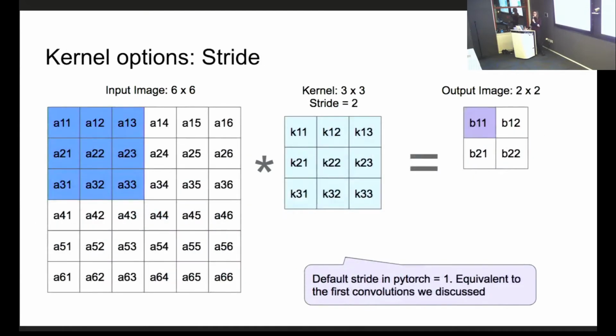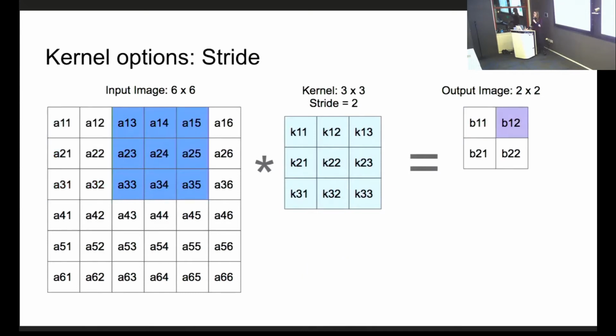Another common one is stride. What that refers to is how many pixels you slide over as you're computing the convolution. In all of the examples that we looked at before, the stride was 1. So at each step, you move 1 pixel across or 1 pixel down. But you don't have to do that. You can move 2 pixels across and 2 pixels down.